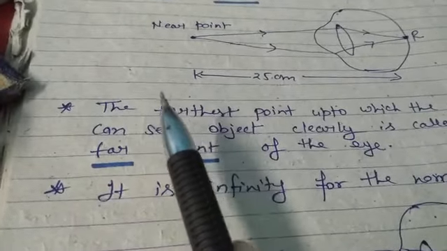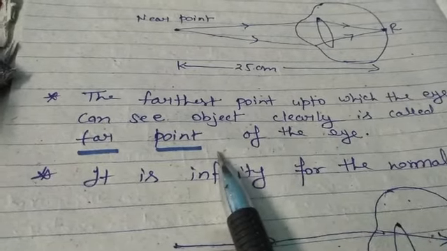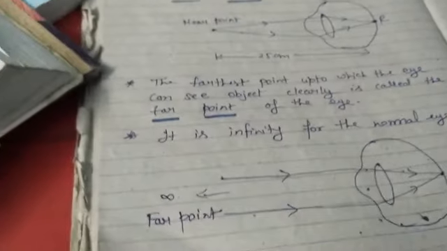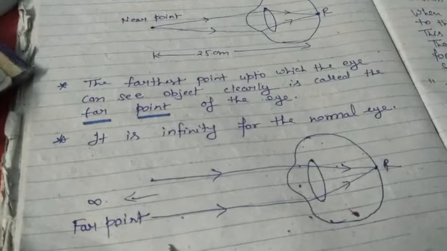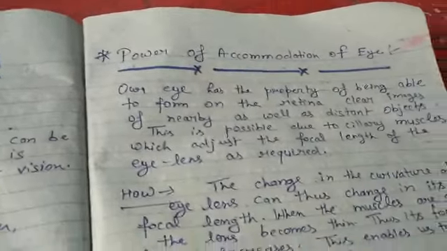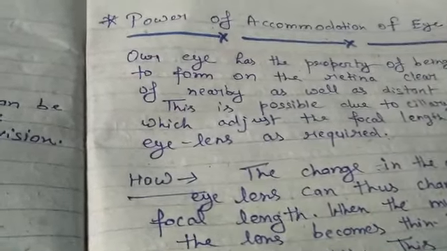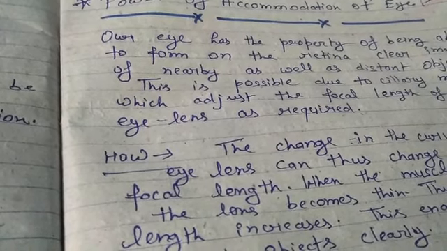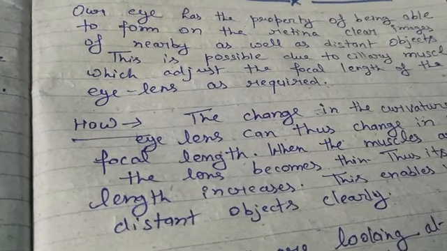And the second point is the farthest point up to which the eye can see objects clearly, called the far point of eye, and it is infinity for the normal eye. So the near point for a normal eye is at 25 centimeter and the far point is at infinity. Now let's see what is power of accommodation. So have you ever thought that how our eye is able to see any object which is near to us as well as a distant object? So this is possible due to ciliary muscles which adjust the focal length of the eye lens as required.